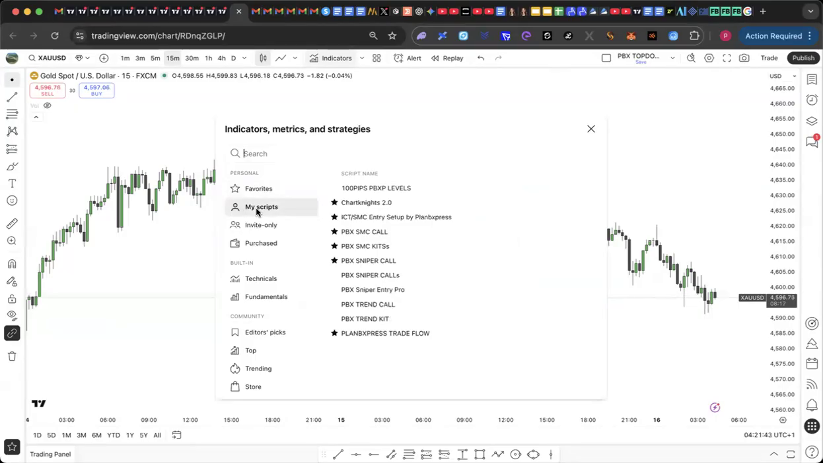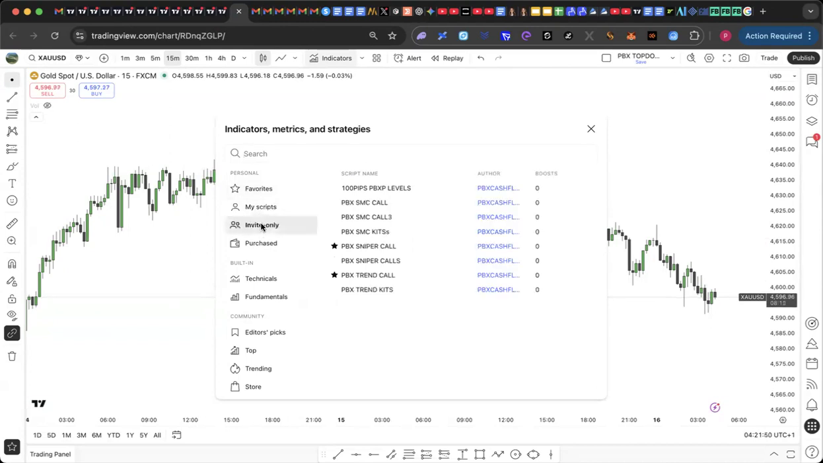Normally your indicator may be in a different place altogether. Are you getting it now? It may be anywhere. So what do you do? Click on invite only. You will see what has been approved for you. What has been approved for you, you just click on it and enable them. So first, PBX sniper calls. You click on it.